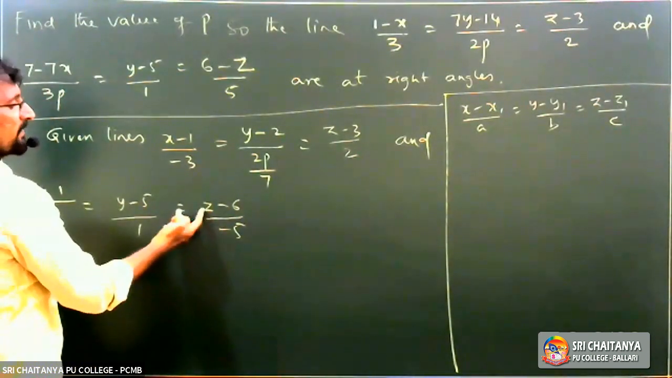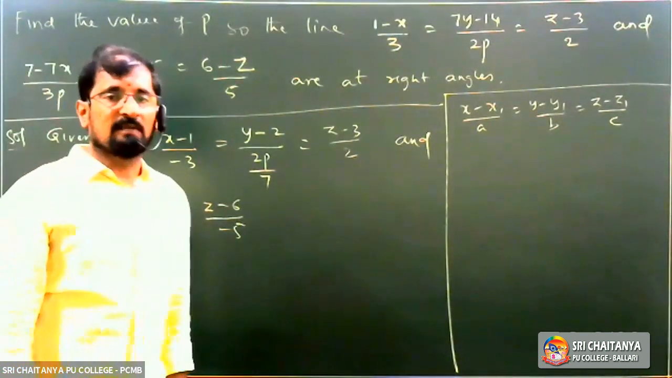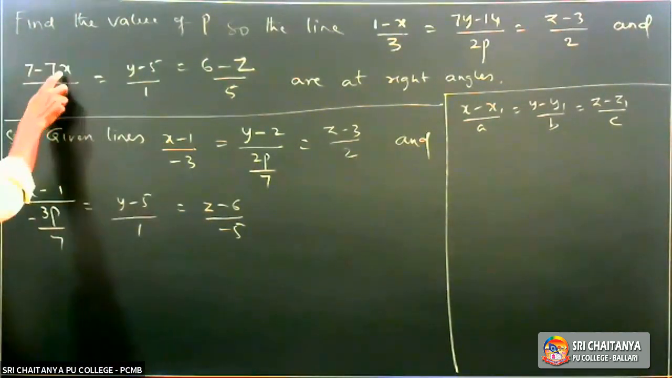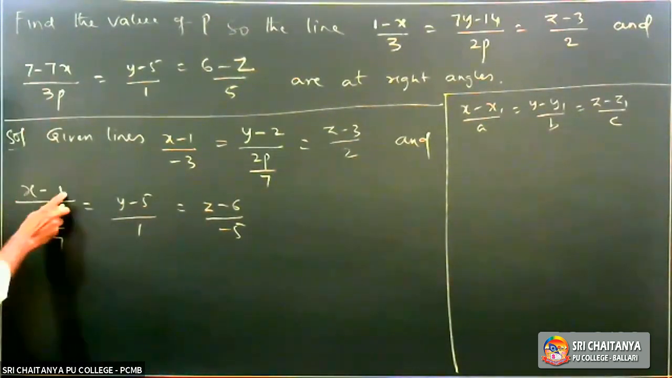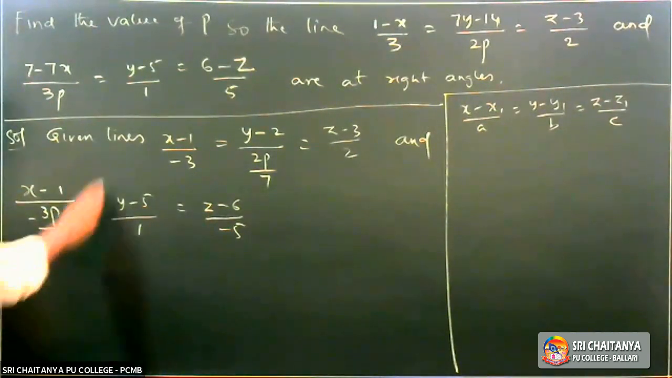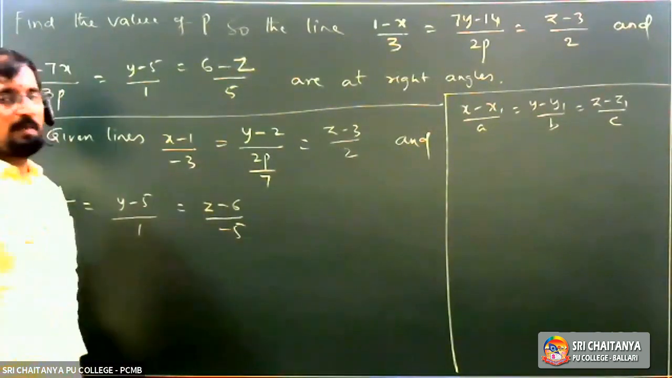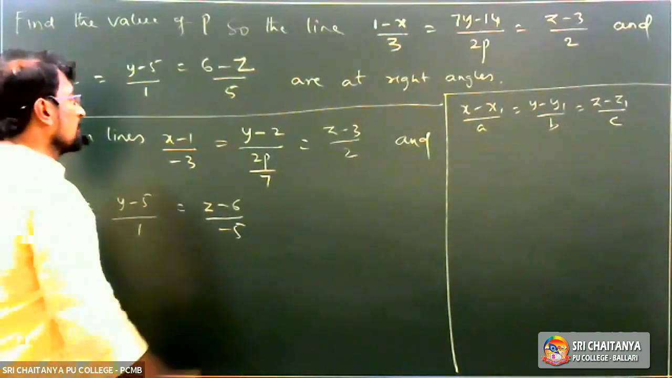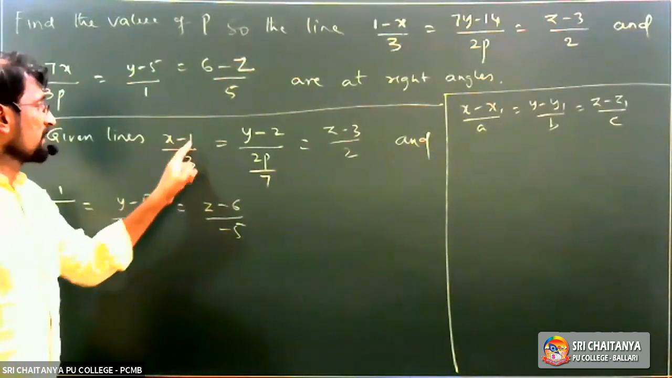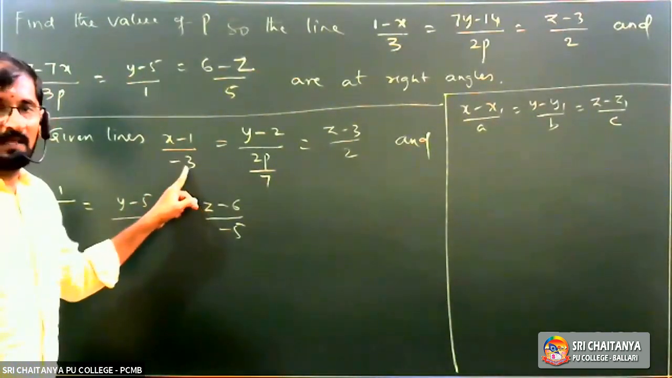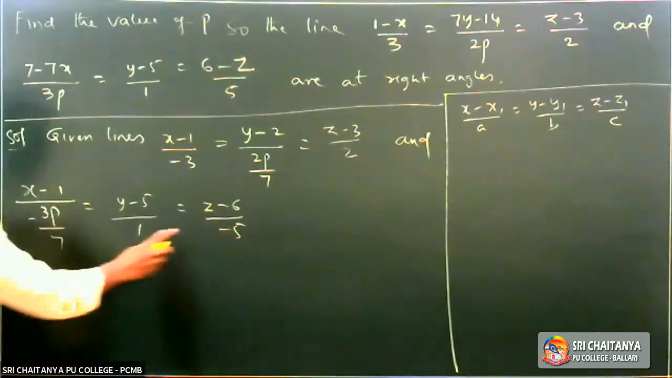Now if you multiply with minus, you are going to get this step. So I am going to repeat this line once again. Take minus 7 outside. So it becomes (x minus 1)/(3p/7), (y minus 5)/1 as it is, take minus common, (z minus 6)/minus 5, right? Now you are going to compare this one with (x minus x1)/a1, this is b1, this is c1, a2, b2, c2.